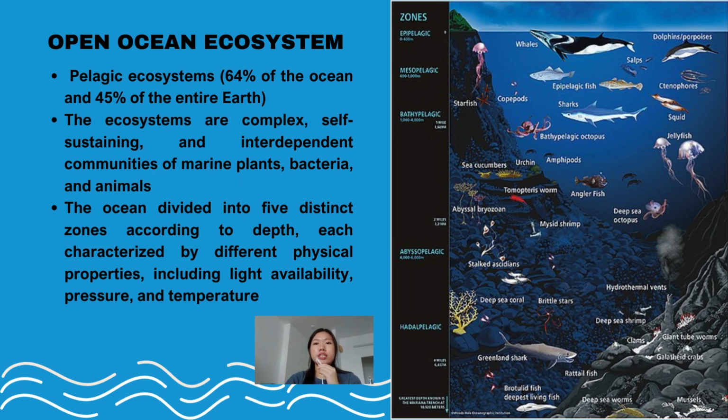The open ocean is the largest ecosystem on the Earth, covering 64% of the ocean and 45% of the entire Earth. The ecosystem of the open oceans is a very complex, self-sustaining, and interdependent community of marine plants, bacteria, and animals. It can be divided into 5 distinct zones according to depth, each characterized by different physical properties.